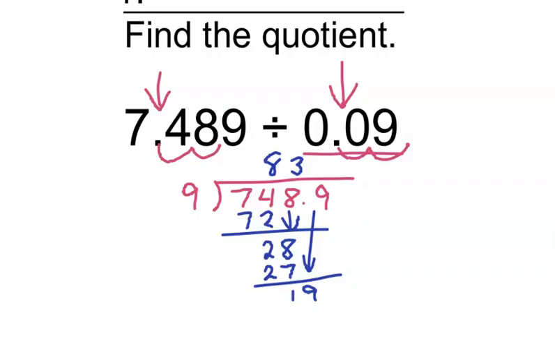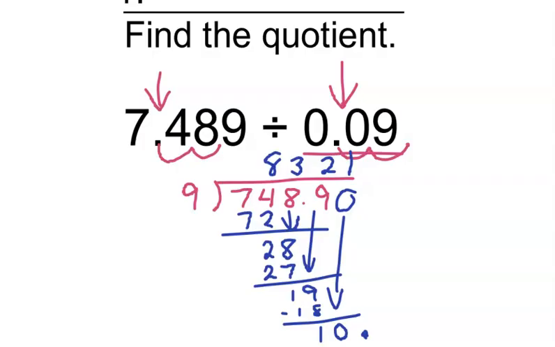How many times does 9 go into 19? Well, 9 times 2 is 18, so I'm just going to use that. 19 minus 18 is 1. Okay, so we're going to bring down a 0. How many times does 9 go into 10? 1 time. Okay, and then 9 times 1 is 9, so we're going to have 1 again.